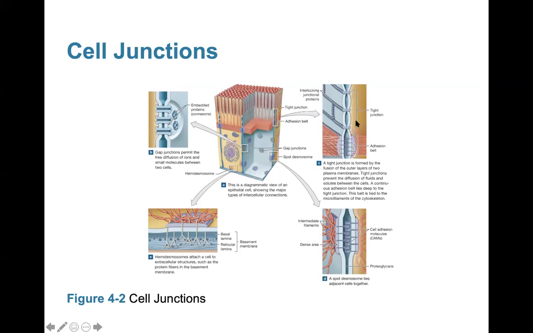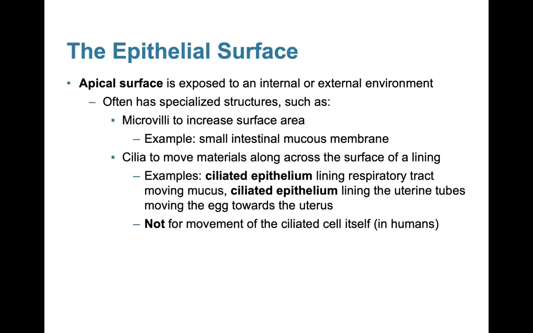Here we see tight junctions, and here you can see the wall of one cell and the wall of another cell are tightly bound to each other. And this actually prevents things from passing through. Okay, and those are the two main things I want you guys to focus on out of these cell junctions.